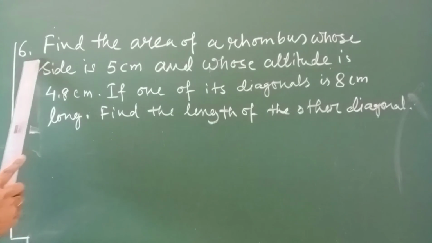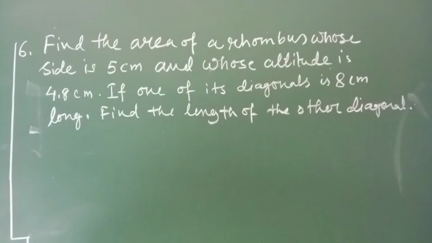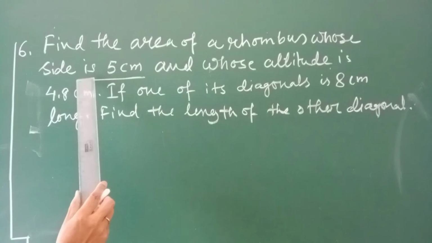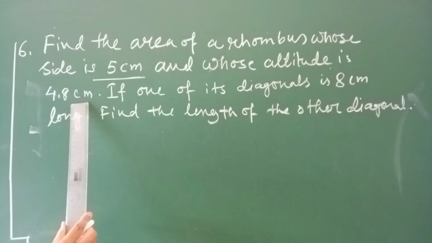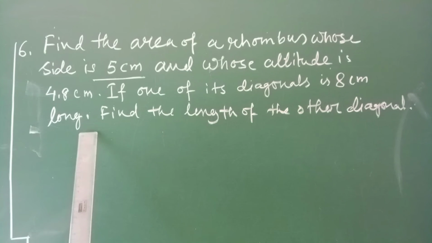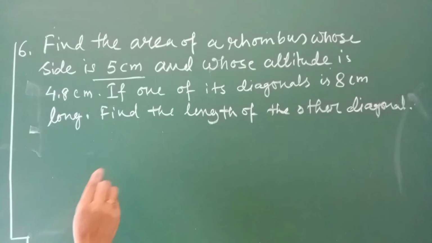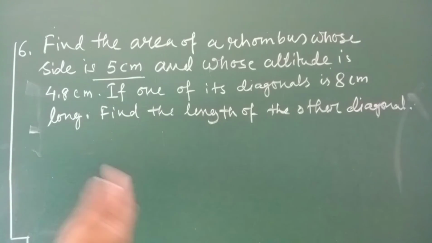Now question number 6. Find the area of a rhombus whose side is 5 centimeter. You know, in a rhombus all the sides are equal in length. You have to find the area of the rhombus whose side is 5 centimeter and whose altitude is 4.8 centimeter. If one of its diagonals is 8 centimeter long, find the length of the other diagonal. So you have to find the area of the rhombus first. This is the first question. After that, using that area, you have to find the length of the other diagonal.